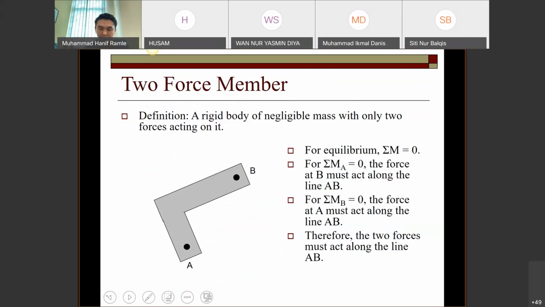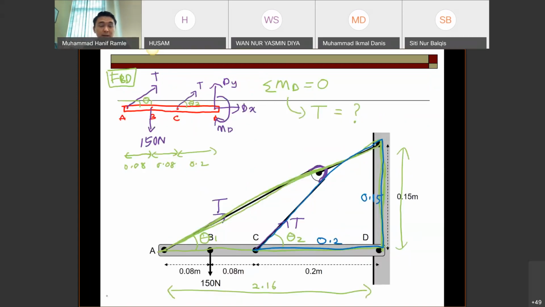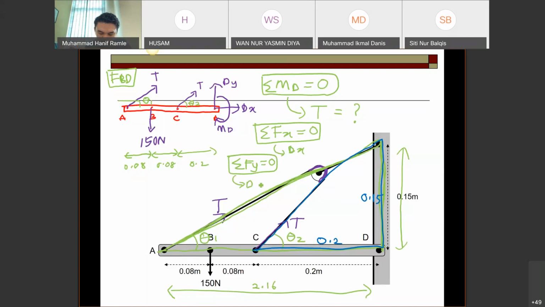This is the idea. I give you an idea, then you have to solve it later. Next class, I will ask for the answer. From the moment, you will get T, and from the Fx, you will get Dx, and from the Fy, you will get Dy. That's it. So I give the idea. Please do it before we discuss, before we reveal the answer in the next class.